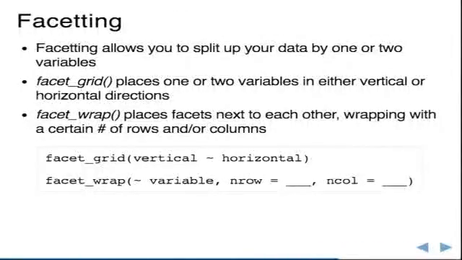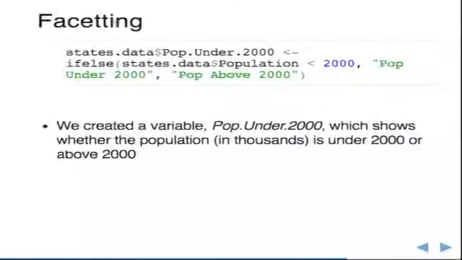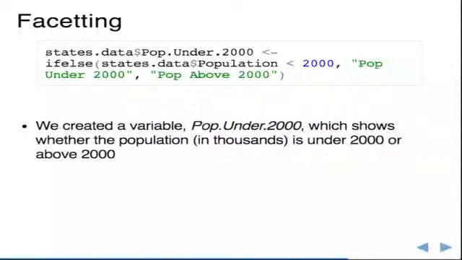So faceting allows you to split up your data by one or two variables. And so we're gonna go through just one of the faceting features, facet grid. And facet grid places one or two variables in either vertical or horizontal directions. So basically, if we wanted to look at population under 2 million, I know it says here 2,000, in thousands, so 2 million. So we wanted to just look at population under 2,000 and population above 2,000 for states.